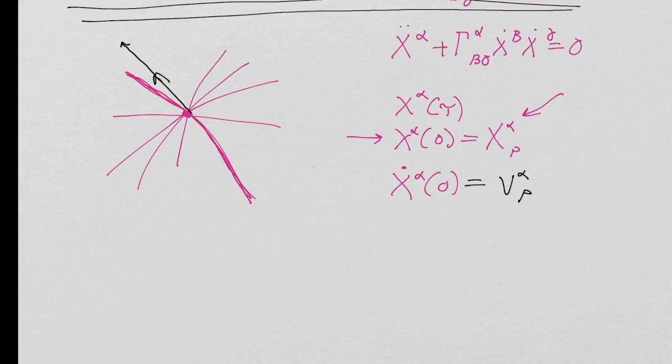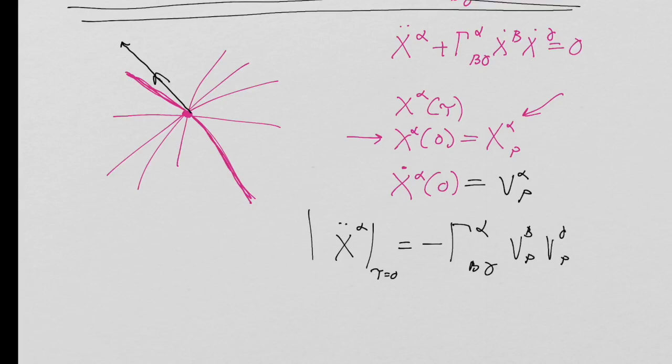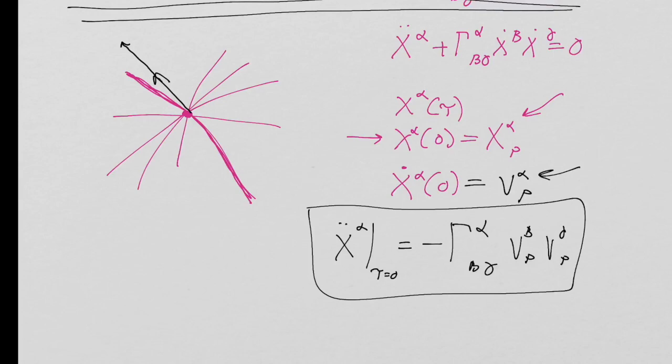But with this, I can now write down the geodesic equation again: x double dot alpha at tau equals 0 equals minus Gamma alpha beta gamma. Then this would have to be v beta at P and v gamma at P, right? This is now an expression of the geodesic equation by applying this initial condition, those two vectors, the vectors that are the initial condition of a given geodesic.